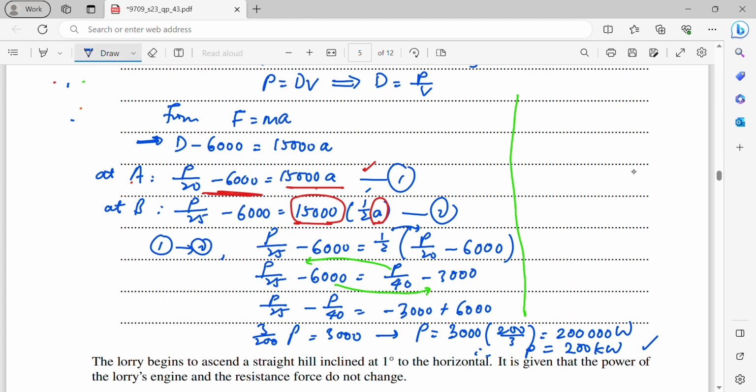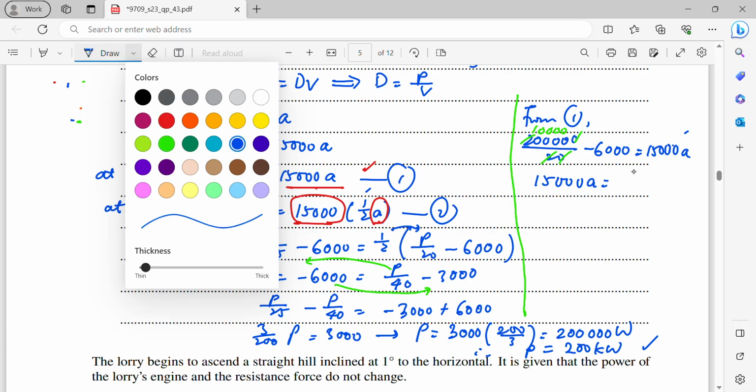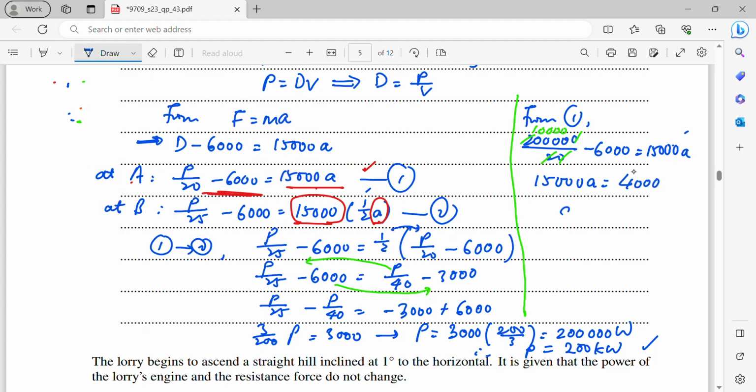So from the first equation, P over 20, so the P is 200,000 over 20 minus 6,000 equals 15,000 A. When you simplify, I will rewrite the 15,000 A first. Then the left hand side, if you simplify, this 0 cancels, this 2 becomes 1, so it will be 10,000. 10,000 minus 6,000, so I will get 4,000. Therefore my A is going to be 4 over 15 meters per second squared.